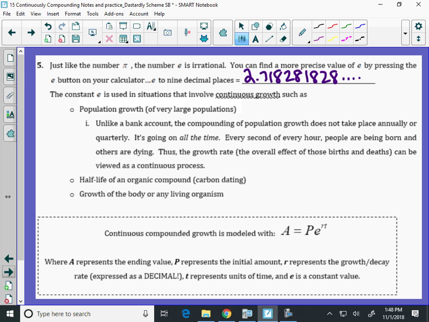All right, now, e is used in situations where we have continuous growth. So, for example, babies being born and people dying. Babies are not born like clockwork, right? People don't die on a schedule. It's not like one hour every day someone's born, or every hour someone dies. It just happens continuously. Or the half-life of carbon or of an organic compound. Have you heard of carbon dating, in history or science? Things are always decaying constantly. Or growing, your body. You don't grow half a centimeter every hour. You grow continuously.